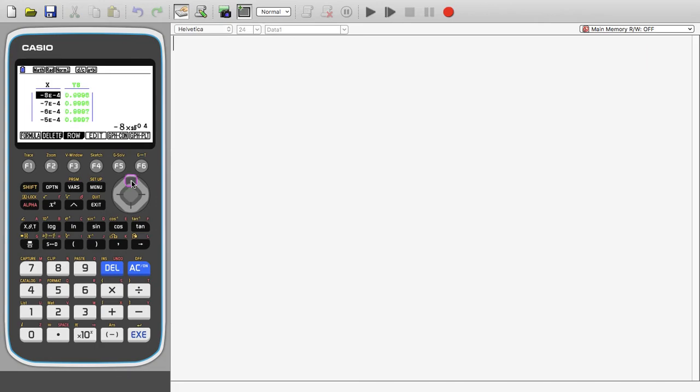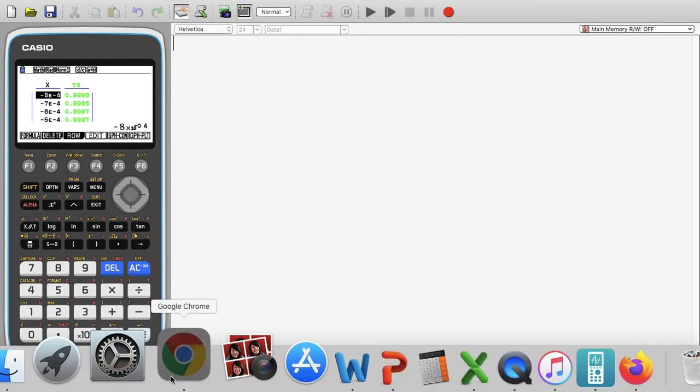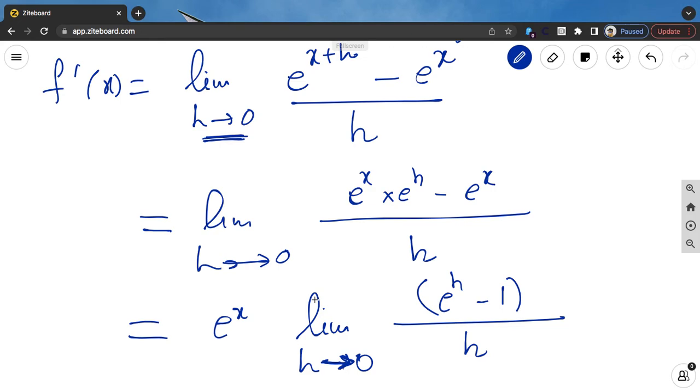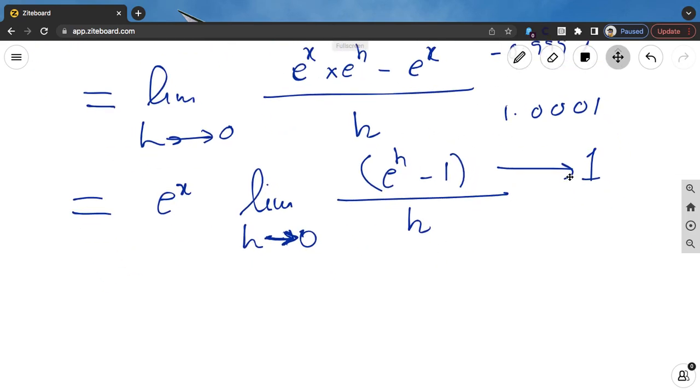Pay attention and you will be able to guess that the value that it is tending to is 1. On the negative side you had 0.9997, 0.998 and so on. Positive you had 1.0001 and so on. The smaller the value of h you take, because h is tending to 0, right, as small as possible. See, that's why real number domain, I can take as small a number. Then I saw this whole expression was tending to 1.